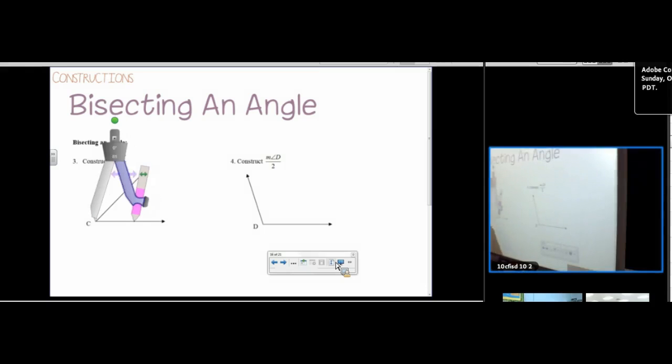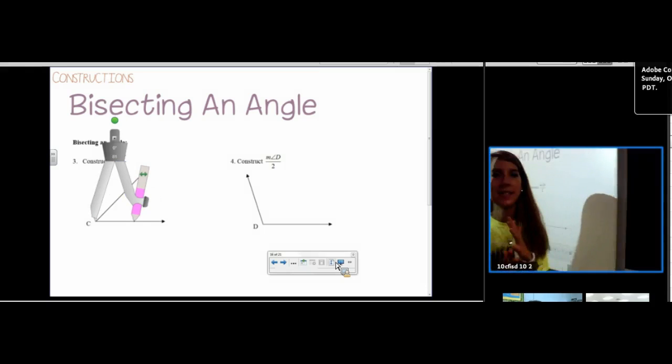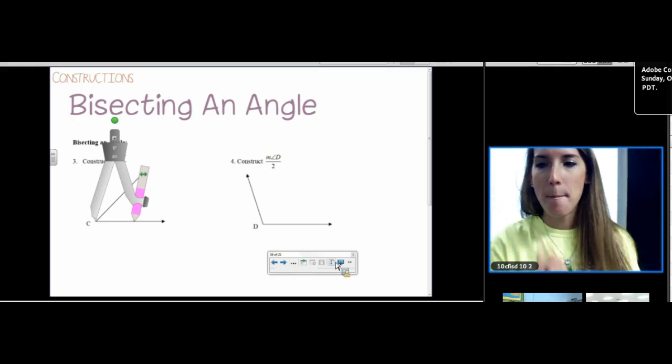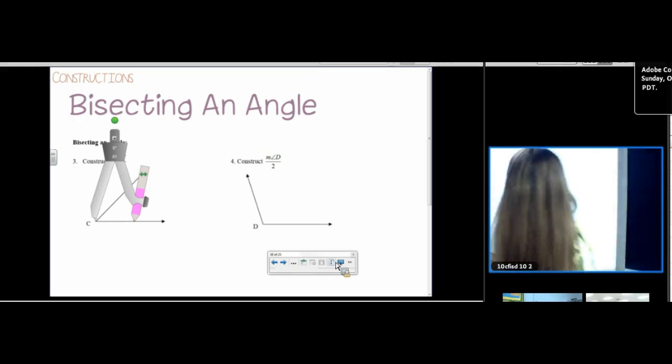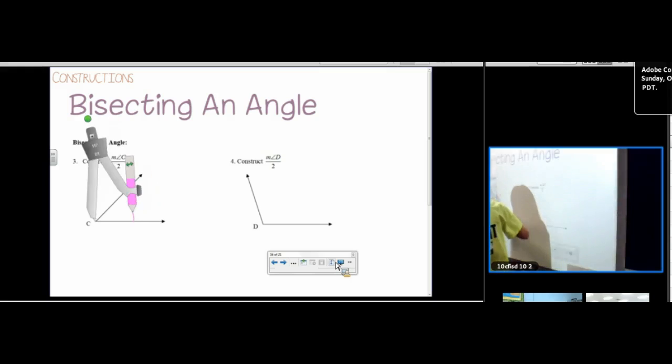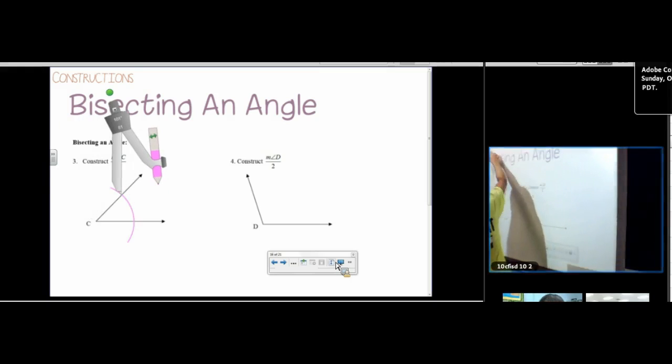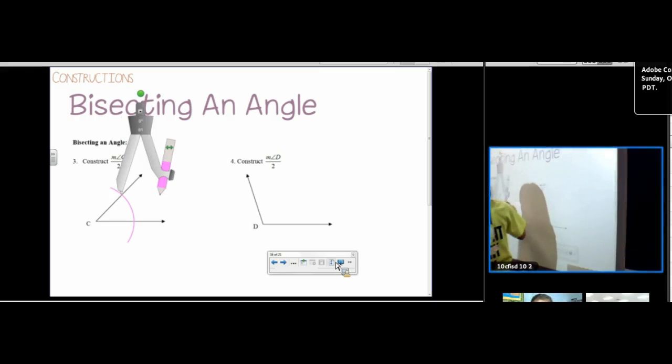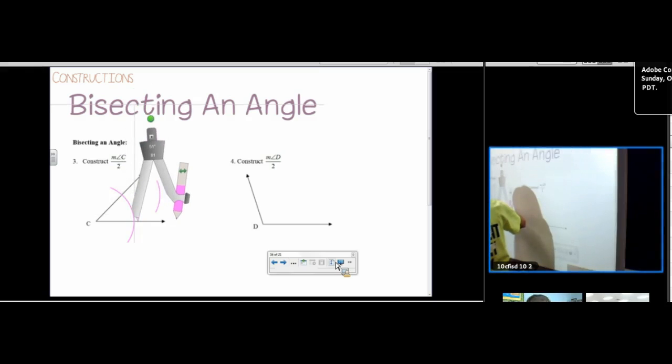So, to bisect an angle, you're going to open your compass an arbitrary amount. It does not matter how much you open your compass. You are going to make an arc. Then you're going to make 2 additional arcs. You're going to put your needle where the arc intersected your ray. And then you're going to put your needle where the arc intersected the ray in the other spot.